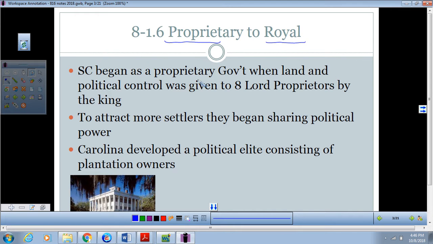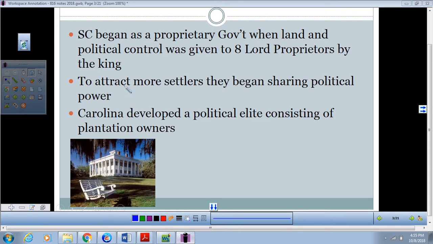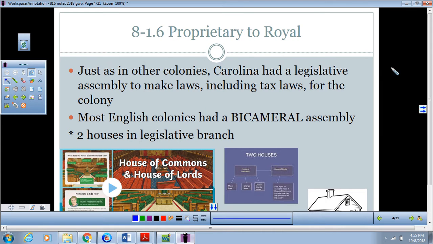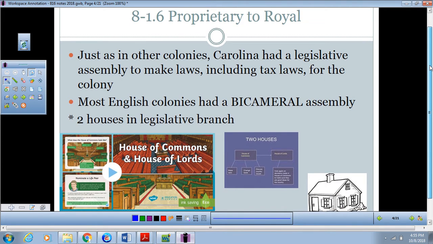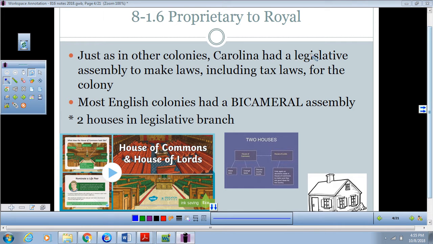South Carolina began as a proprietary government when land was given to the 8 lord proprietors. Now, to attract more settlers, they began sharing the political power, both with the elite and with the common people. Carolina, of course, developed a political elite consisting of plantation owners. Just as in other colonies, Carolina had a legislative assembly to make laws, including tax laws, for the colony.